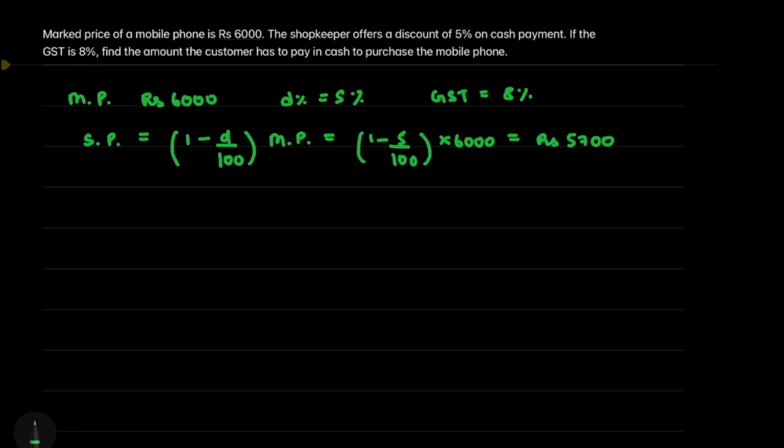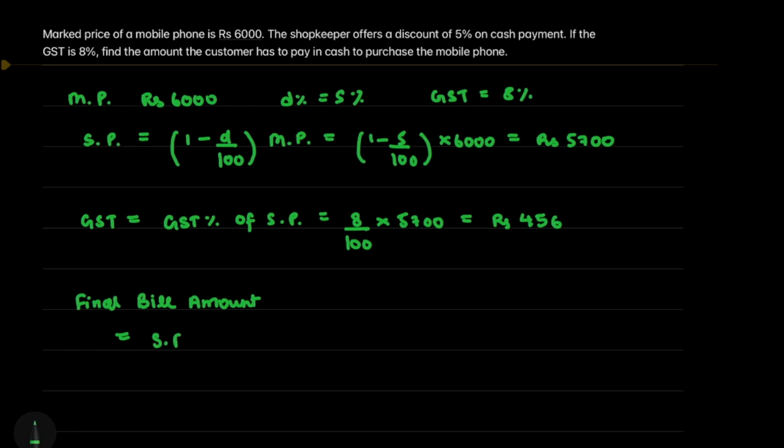Now, as we already know the selling price, the GST on this selling price would be GST percentage of selling price. That is 8 over 100 into 5,700. This comes out to be 456 rupees. So our final bill amount would be selling price plus GST, and that comes out to be 5,700 plus 456. So the final payable amount by the customer would be 6,156 rupees on the cash purchase of the mobile.